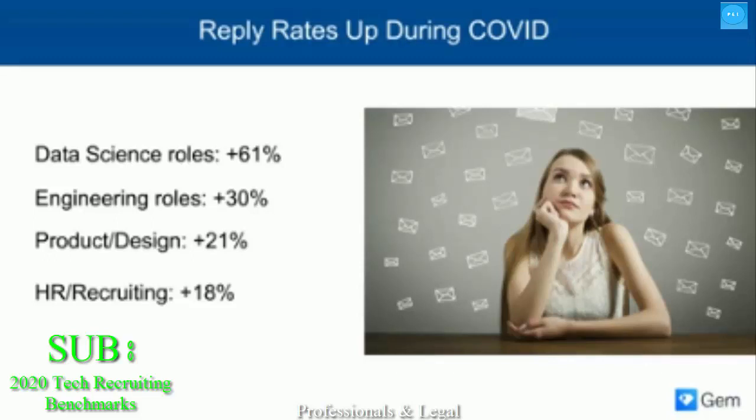Engineering roles saw a 30% increase in reply rates. Reply rates for product and design roles were up 21% on average. And reply rates for HR and recruiting roles are up 18% on average. All of this suggests that while a lot of companies are having to freeze hiring or cut back on open roles, talent is still looking to keep their options open.